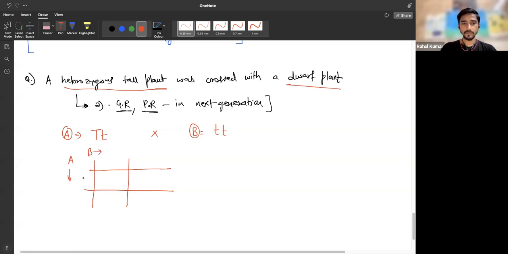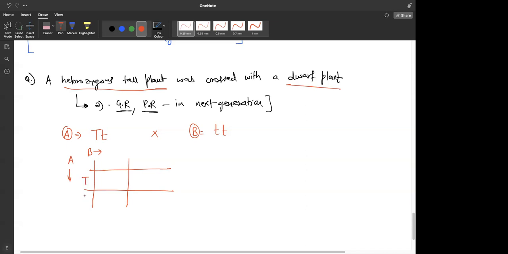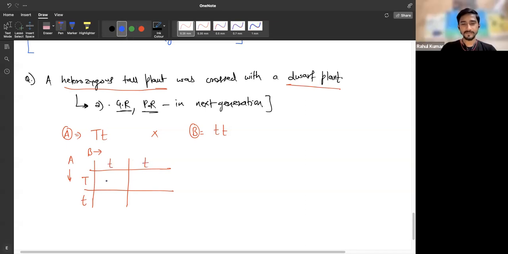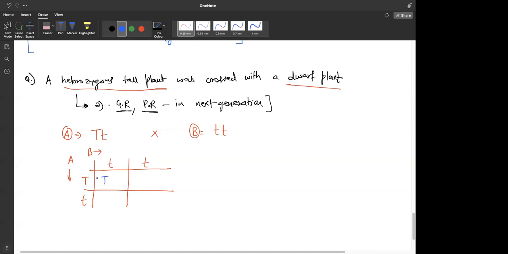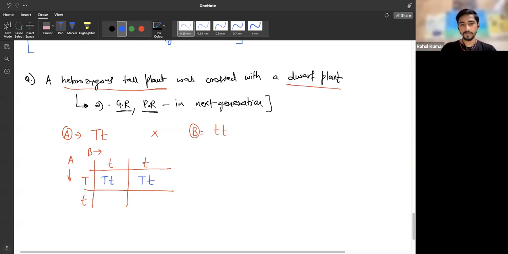So for A, it is going to be capital T on one side, small t on the other, and small t and small t again for B. This is the mistake you made in the first attempt. So this will be capital T small t. This will also be capital T small t, one coming from here and the other coming from here. And then these two will be small t small t, correct?